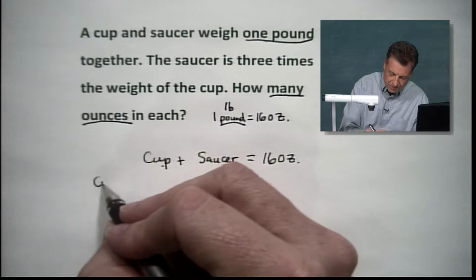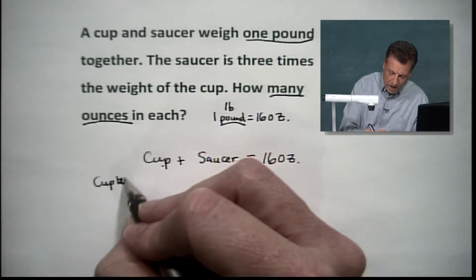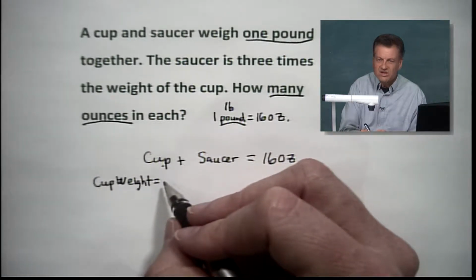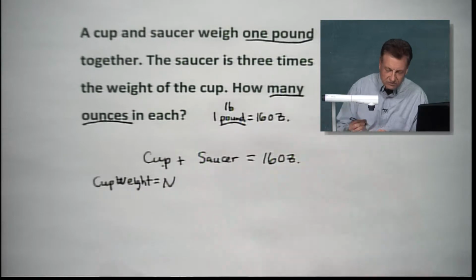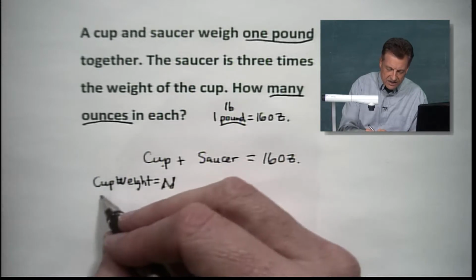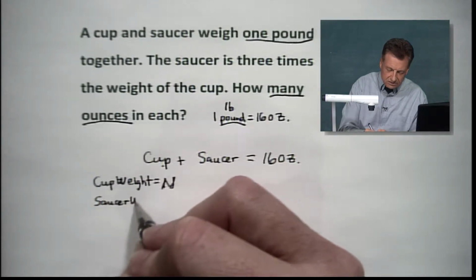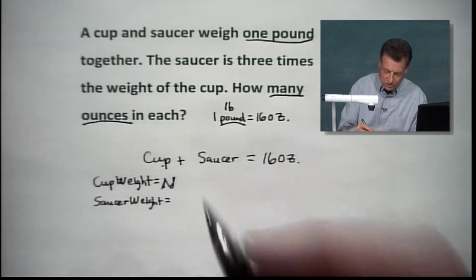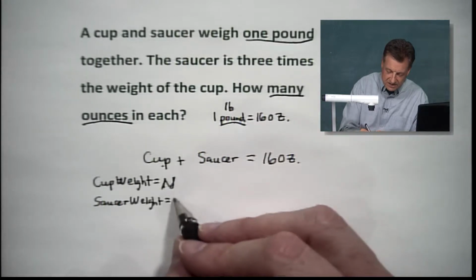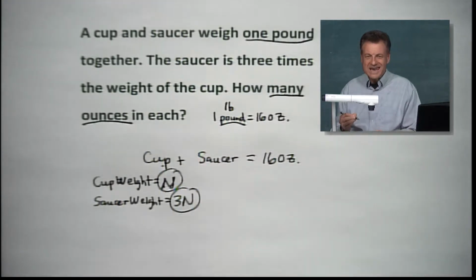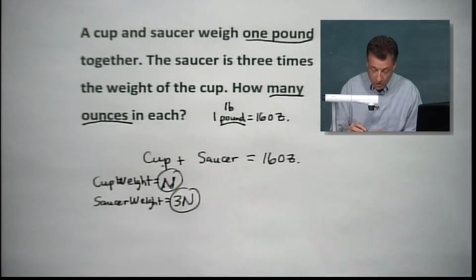We're going to let the cup's weight equal, I don't want to use O, so we'll just use N. We'll say the number of ounces. Cup weight in ounces is equal to N. The saucer's weight, I'm not going to use S. It's 3 times that, so there's 3N. So we've got everything in terms of 1 variable, which is very nice because we can substitute it in for our words here. And that's what's going on here.